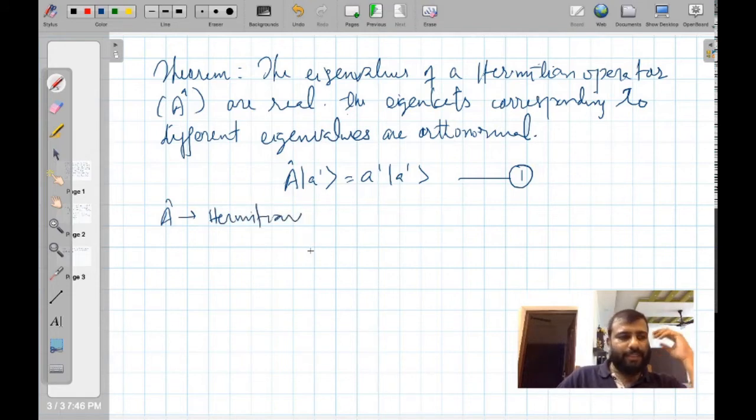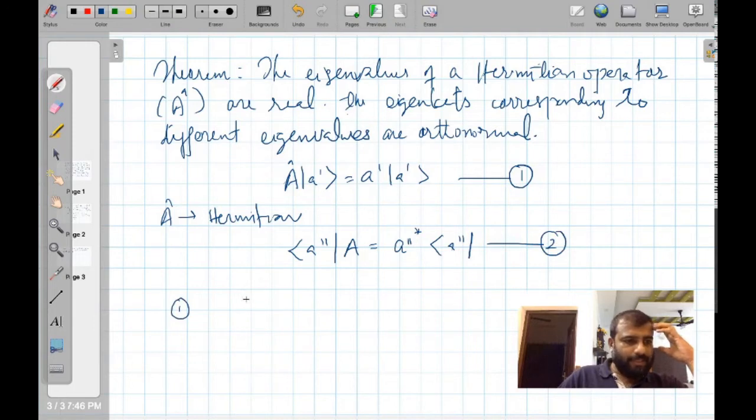You take another bra with the operator A, because if you take the dual of this it becomes A dagger, but it is Hermitian, so it is A only. So I'll have <A''|A = A''*<A''|. I don't know whether the eigenvalues are real or not right now, so I'll write it as A'' star. This is equation 2.